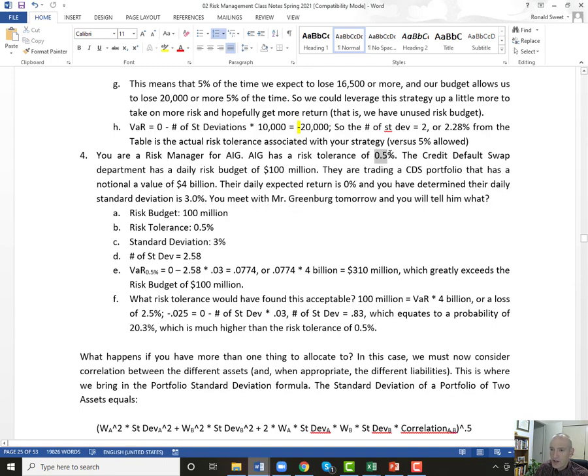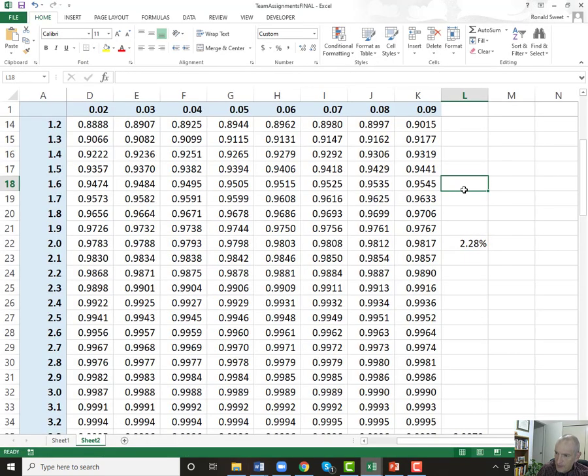They have a risk tolerance of 0.5%. All right, so let's go figure that out. This is a really good one, because students do have a problem getting the table value. So 0.5%. 0.5 divided by 100 is 0.005. So you take 1 minus 0.005. We're not looking for a 0.95 event. We're not looking for 0.9995. We're looking for exactly 0.995. So let's go find 0.995.